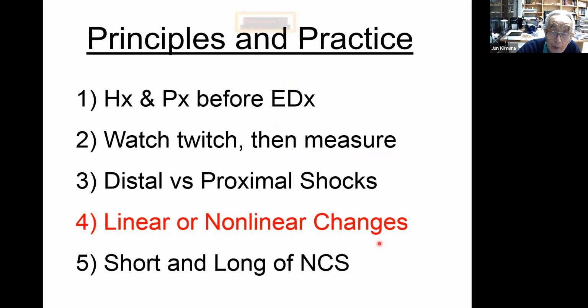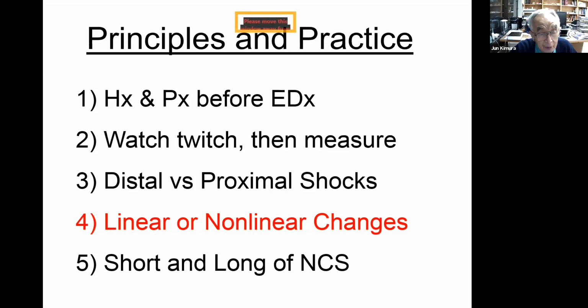Both showed posterior interosseous nerve paralysis, but in the first case, when you stimulate the posterior interosseous nerve distal to the site of the lesion, you get a good response, indicating axons survived, good prognosis. In the second case, you do the same thing, and you get no response, indicating motor axons are degenerated. So this is a poor prognosis, right? So that is the watch twitch and distal proximal principle.